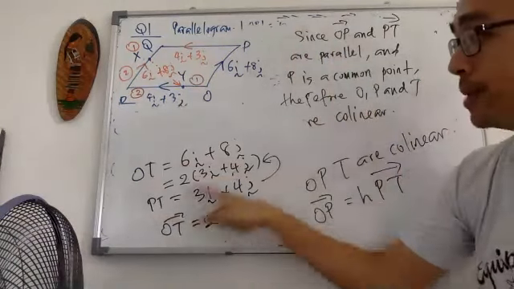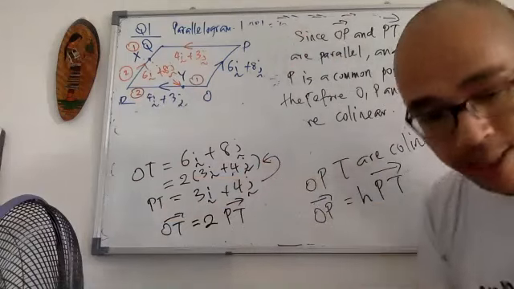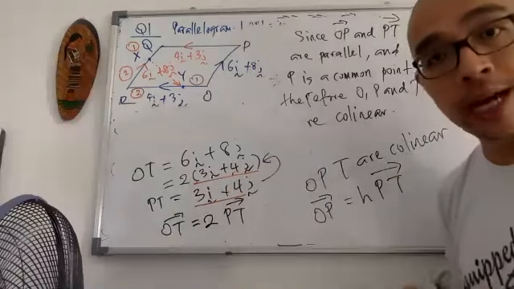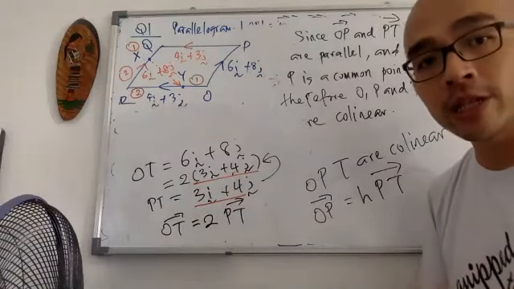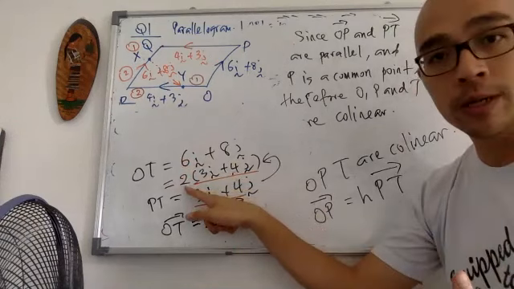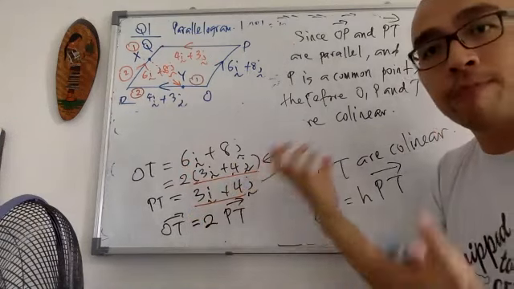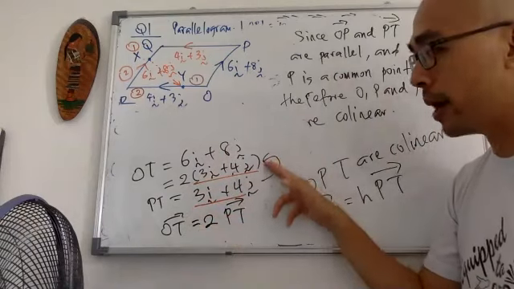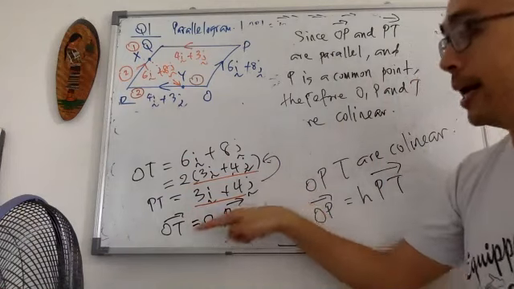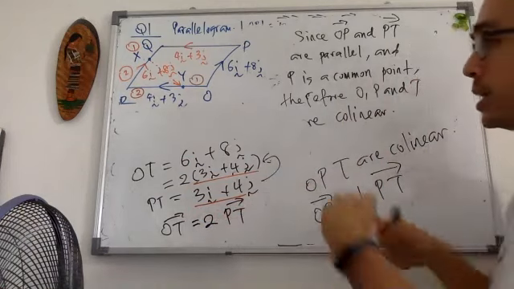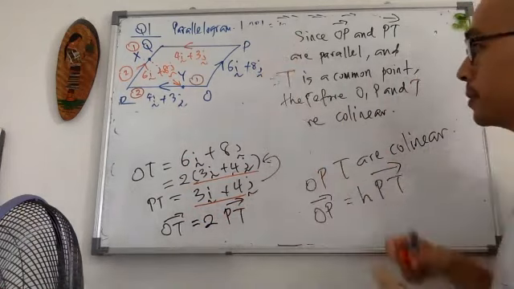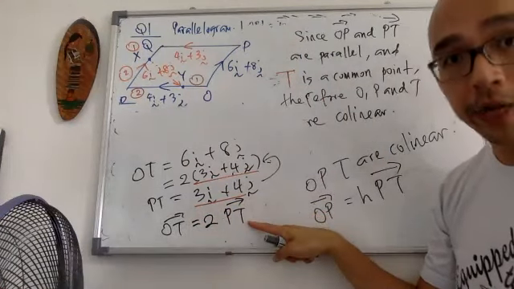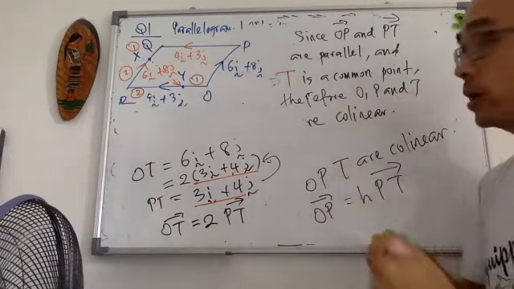Since OP and PT are parallel, they are parallel because they have the same common vector, which is 3i plus 4j. The only thing that differentiates between OT and PT is the number 2. But the basic vector is still the same. The direction is the same. So since these two are parallel, and they have a common point. Oh, sorry, not T. T is a common point. Both the points are common, T here, T here. Therefore OP and T are collinear.